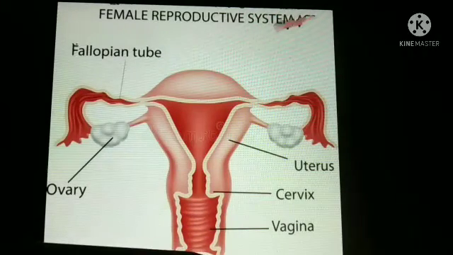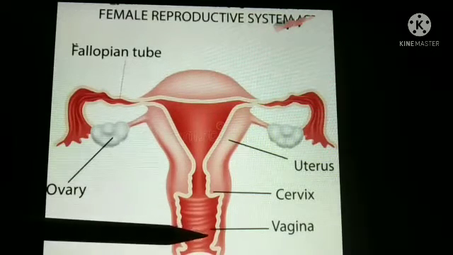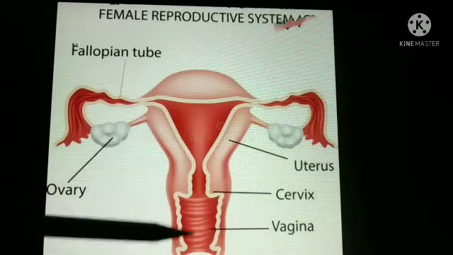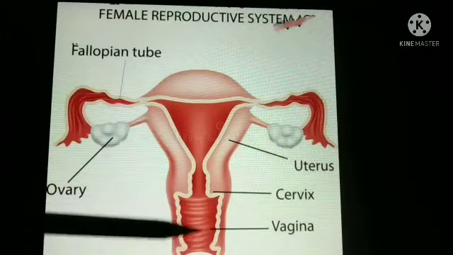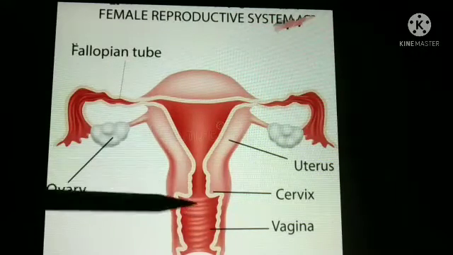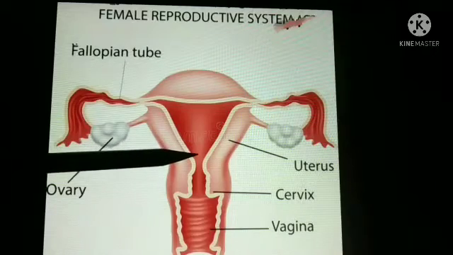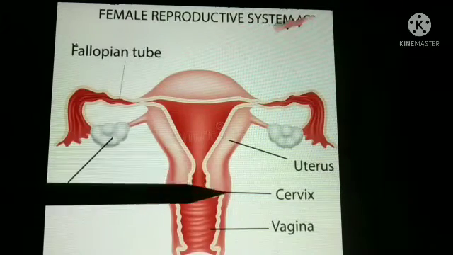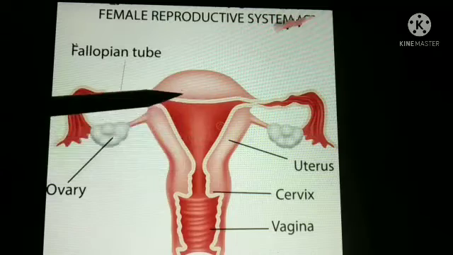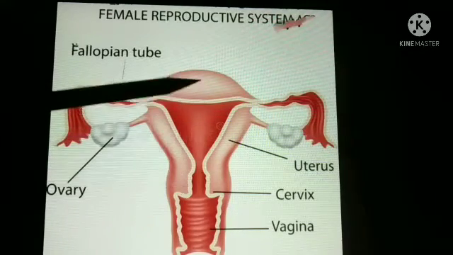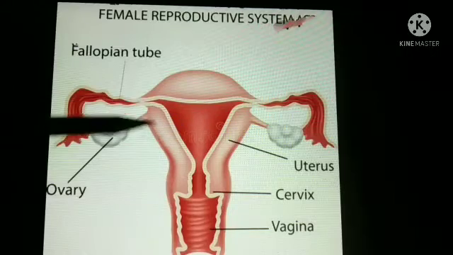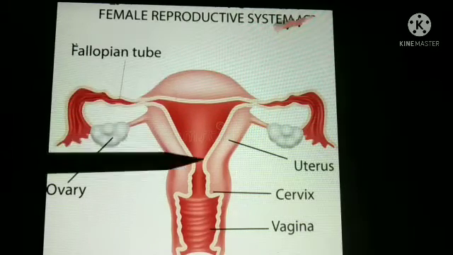So what does the vagina do? The vagina allows for sexual intercourse and birth, and it is connected to the uterus at the cervix. What does the uterus do? The uterus is a pear-shaped muscular structure, also called the womb. It accommodates the embryo, which develops into the fetus.